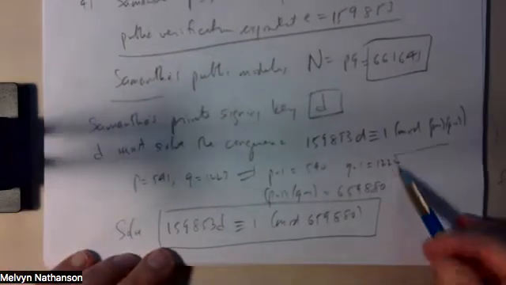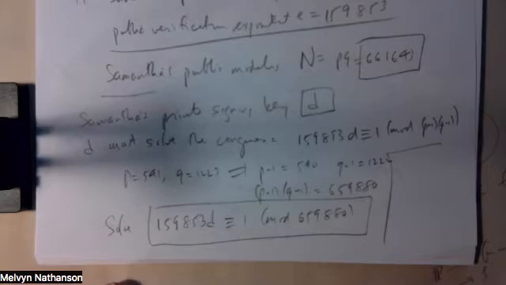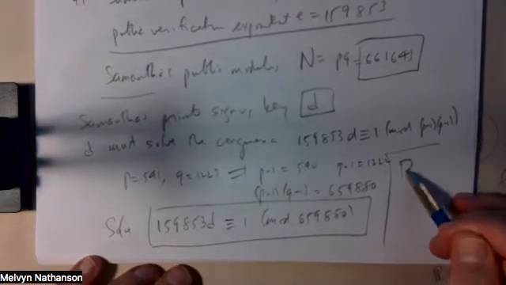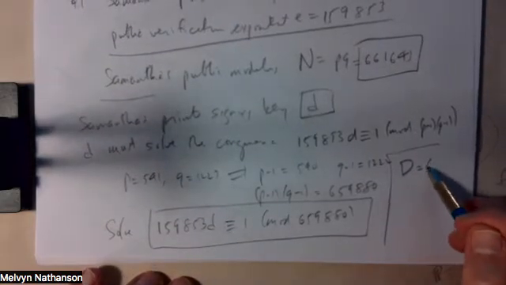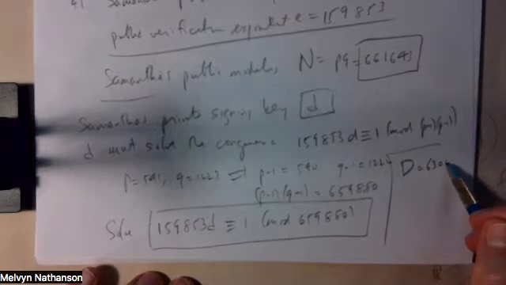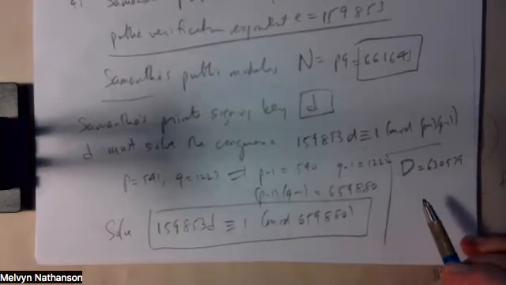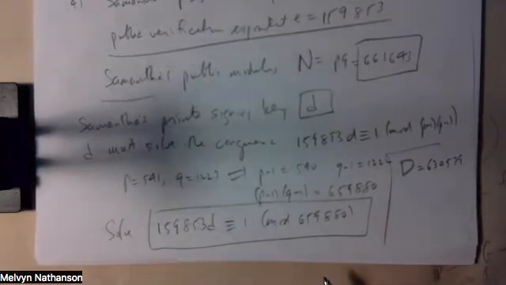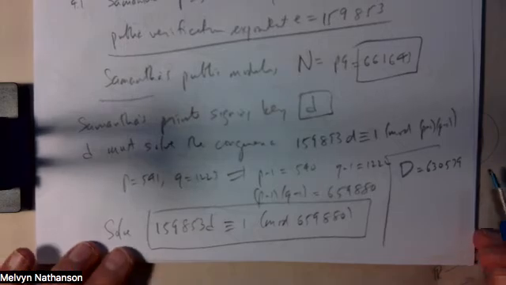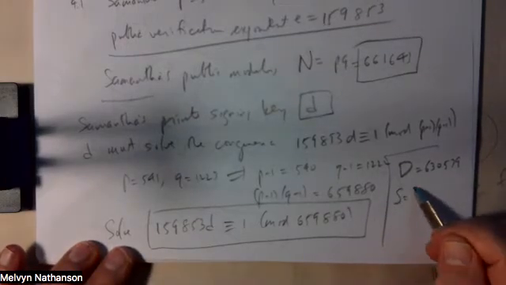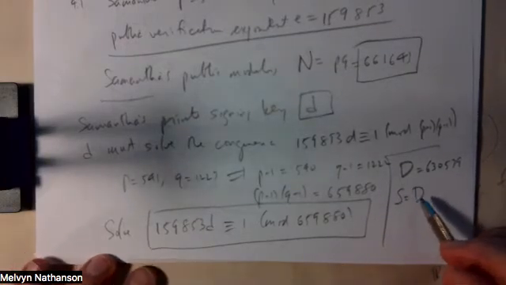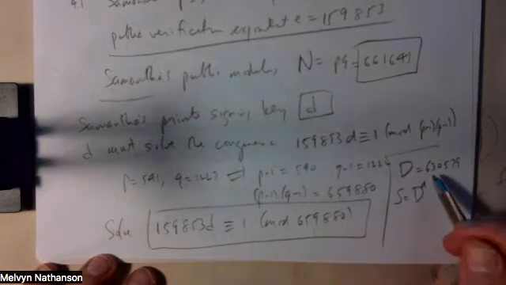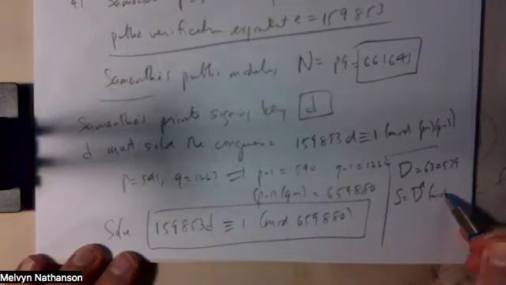So if Samantha is given the digital document D, which is 630579, and she wants to sign it so that people will know that in fact she has approved it, she has signed this document, her signature S is going to be this number D raised to this number little d mod n.